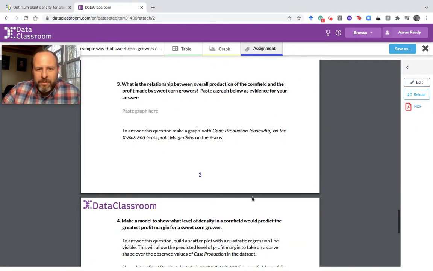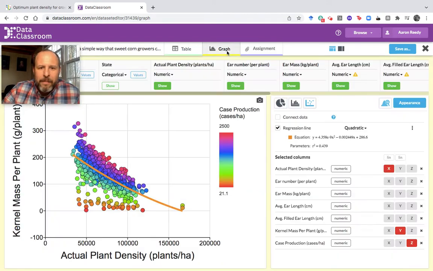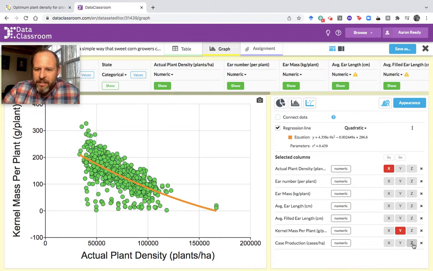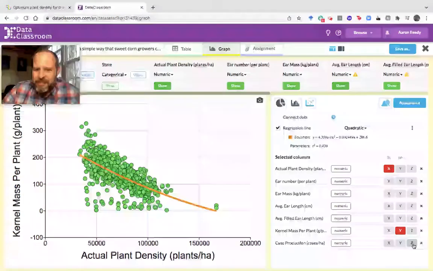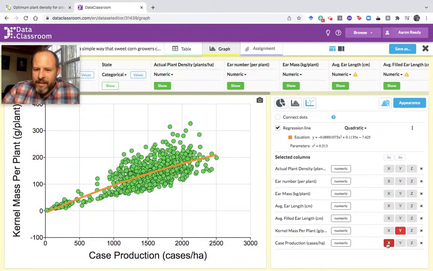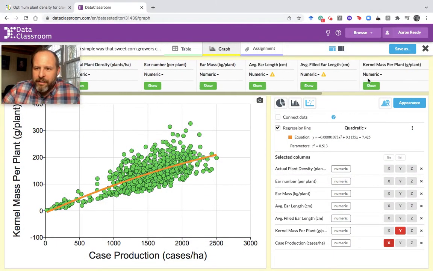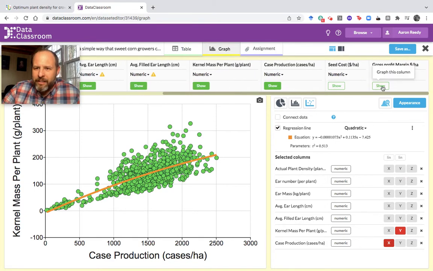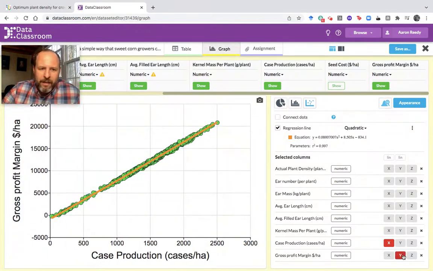what is the relationship between overall production of the cornfield and the profit made by sweet corn growers? So to do that, I'm going to go back here. I'm going to get rid of that, and I'm going to put case production on X, and then I'm going to put a measure of profit on Y. So I have to go down here and get gross profit margin, or up here, add it. And I'm going to put gross profit margin on Y.